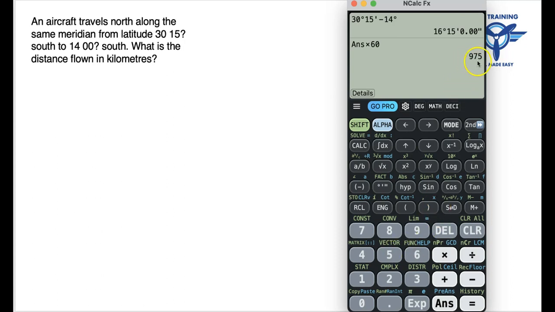So all we do is we've got our answer there, 975 nautical miles. I'm going to times it by 1.852. And that gives me an answer of 1,805.7, or 1,806 kilometres. So that's my answer. If I was travelling along the same meridian from 30 degrees 15 minutes south to 14 degrees south, it would be 1,806 kilometres.